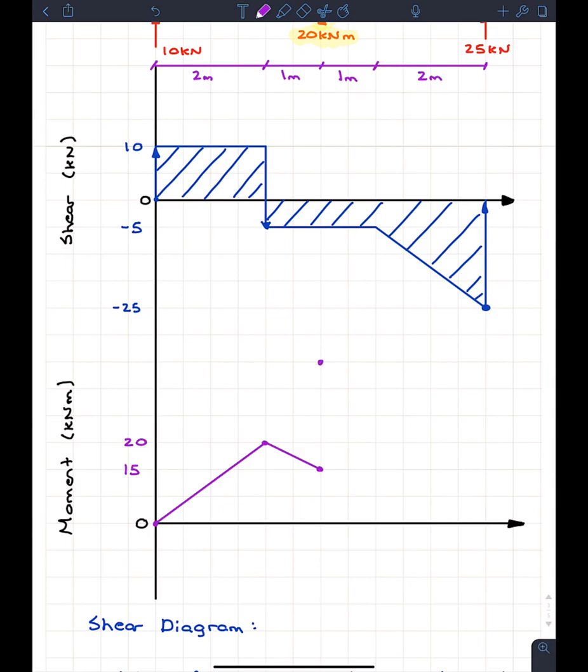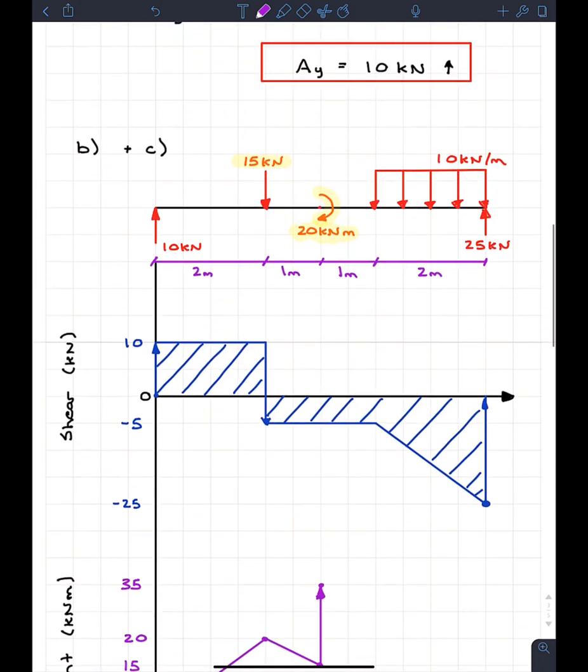So we jump up to here. And this right here is what happens. We jump up by 20 kilonewtons. So if we're at 15, well, we're going to jump up to 35, just like this. And this will get a lot of students, and I don't blame them, because when I see a negative thing, I assume it goes down. But in this case, a negative thing actually jumps our diagram up.